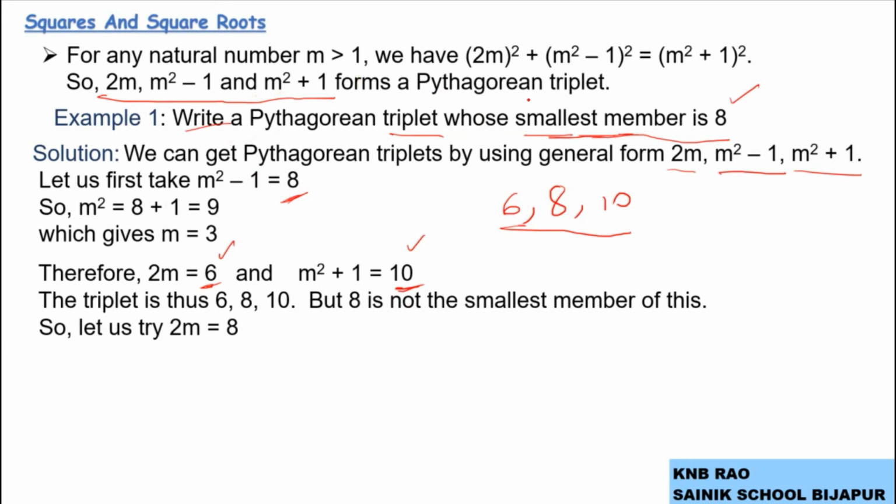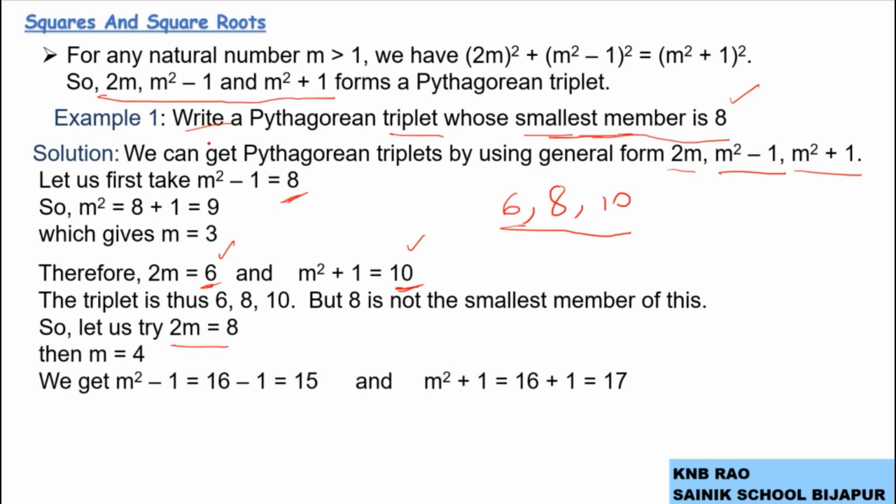Now let us try to equate 2m to 8. Therefore m will be 4. If m is 4, then m square minus 1 is 4 square, 16, 16 minus 1 is 15. M square plus 1 is 4 square gives 16, 16 plus 1 is 17. Now which are the Pythagorean triplets?